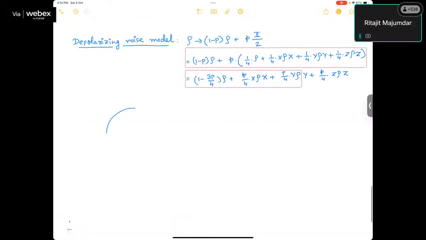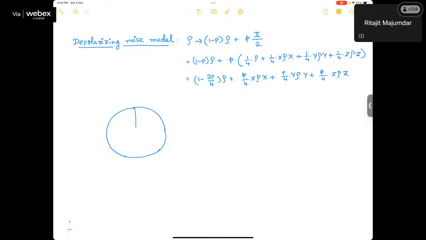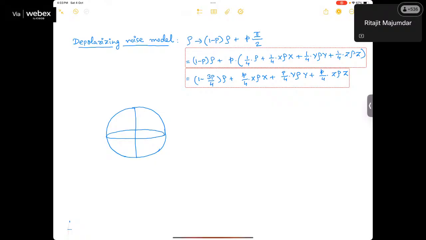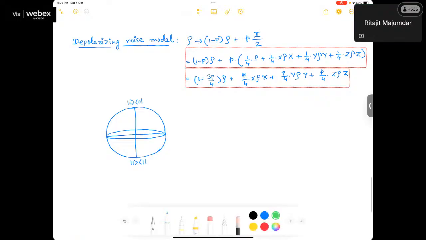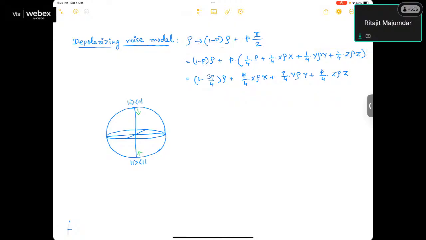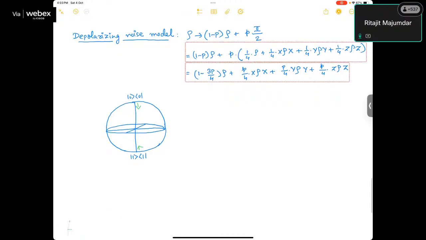So what will happen to the Bloch sphere now? Again, if this is my Bloch sphere, now if you think, what is depolarizing noise? It is all sort of Paulis at the same time. The X will try to shrink it along this direction. The Z will try to shrink it along this direction. The Y will try to shrink it along this direction. And all the coefficients of this shrinking are the same.